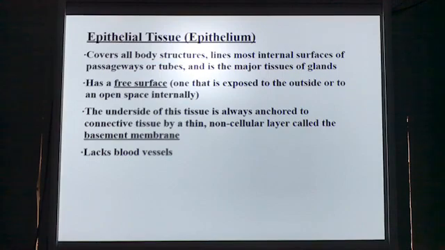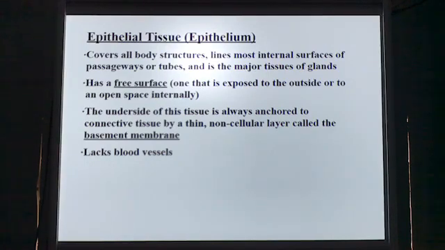So epithelial tissue, also known as the epithelium, this covers all body structures. Okay, so we're talking about anything that's internal, whether the surface of your stomach, for example, it has epithelial tissue on it. It also lines the passageways and tubes in your body, so the inside of your mouth, your cheek, has epithelial tissue. Also, we talk about the outside, so the skin. The skin also has epithelial tissue, and then glands, which we'll spend a little more time talking about.